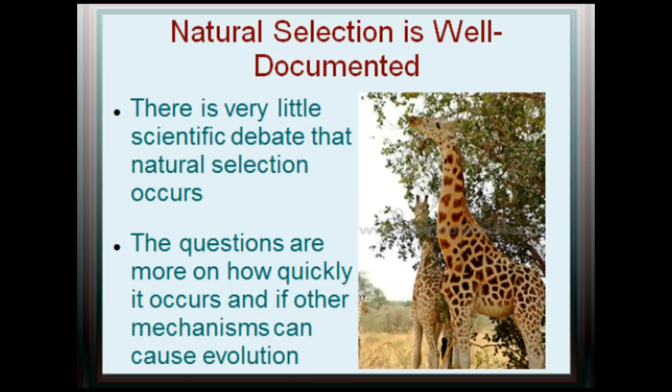It's also important to note that natural selection is well documented. There's very little scientific debate that natural selection actually occurs. As we mentioned earlier, the questions are more on how quickly it occurs and if other mechanisms can cause evolution. But natural selection is not in question anymore. It's definitely a part of the evolution process. So make sure you get that in your notes.